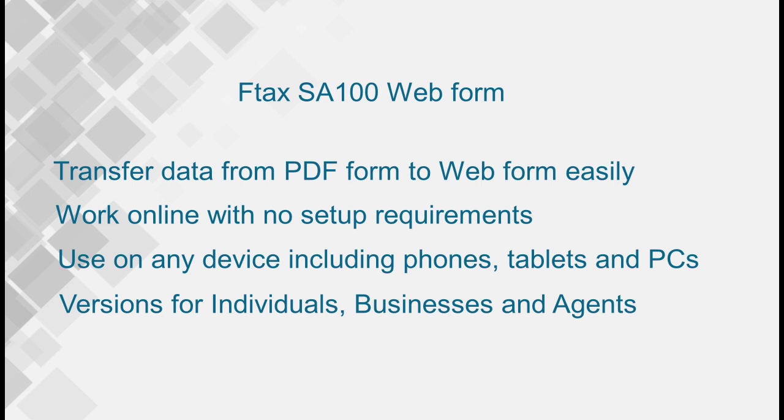If you need to declare income from a UK property, self-employment or a partnership, you will need the business version of the form.